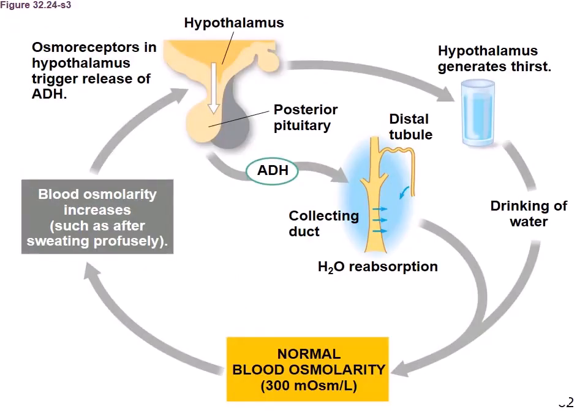So if we take a look at it here, if we have our normal blood osmolarity and then it increases, like after you sweat profusely, you've lost water but still have solutes, and you lose some solutes too, but you get the idea. So you have osmoreceptors in your hypothalamus that trigger the release of antidiuretic hormone. That makes the collecting duct more permeable to water, so you lose less water. You also become thirsty and you drink more water, so that helps restore your normal blood osmolarity.